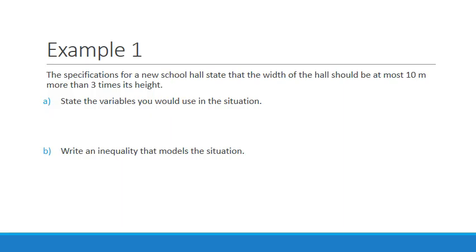Example 1. The specifications for a new school hall state that the width of the hall should be at most 10 meters more than 3 times its height. State the variables that you would use in this situation. Well, one thing that we could add to this is really the question. What are the width and height?